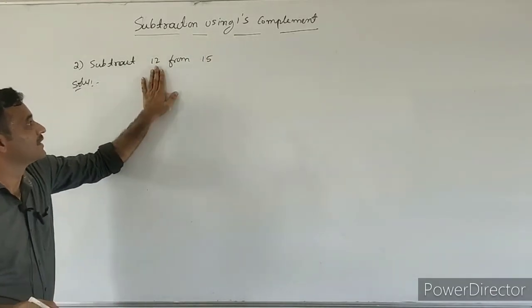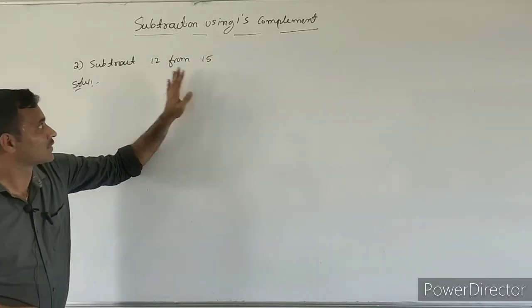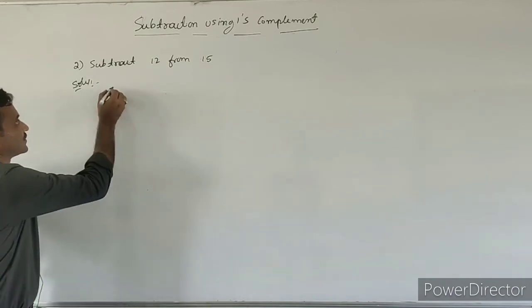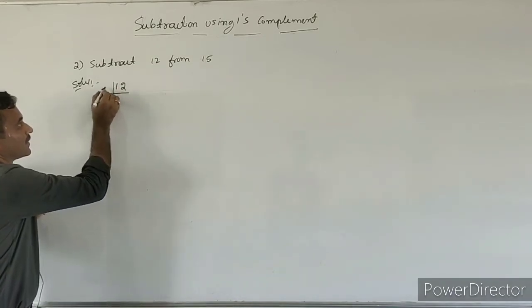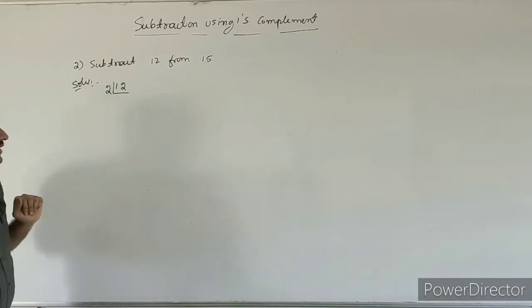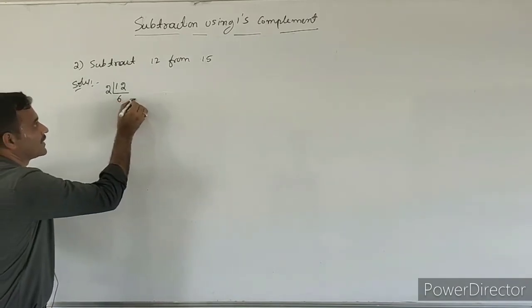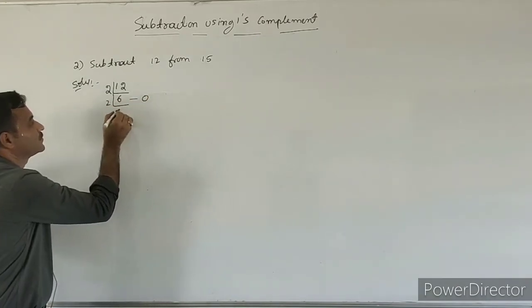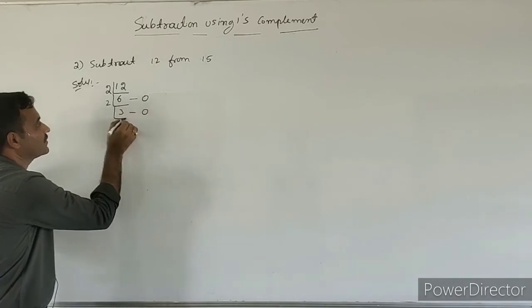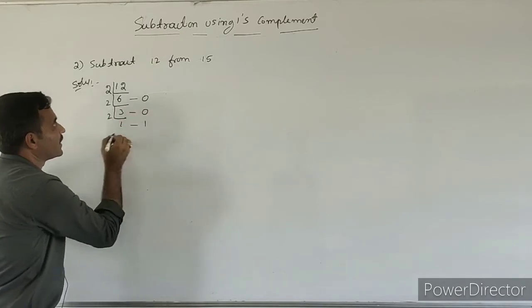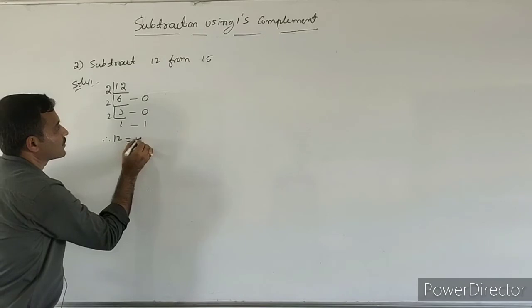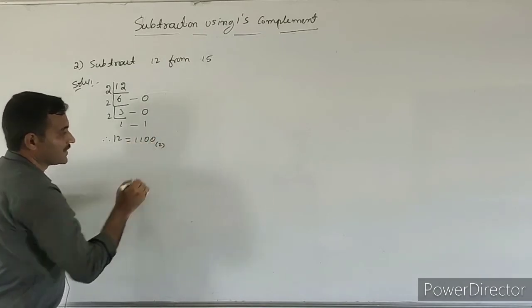First, 12 and 15 are in decimal, so we have to convert them to binary. To convert to binary, we follow the repeated division by 2 method. 2 6s are 12, remainder 0. 2 3s are 6, remainder 0. 2 1s are 2, remainder 1. Therefore, 12 is equal to 1 1 0 0 in binary.